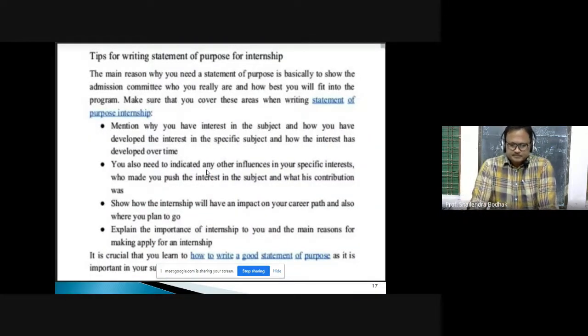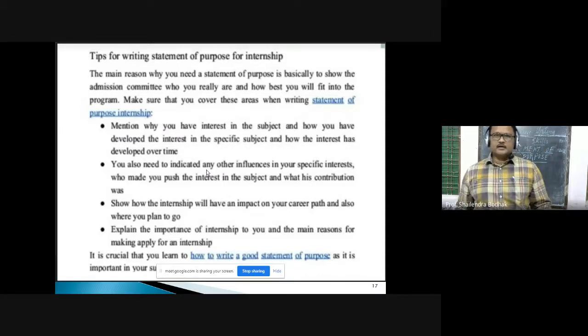The next, tips for writing statement of purpose for internship. The main reason why you need a statement of purpose is basically to show the admission committee who you really are. Means in your SOP, you should mention who you really are, how best you will fit into the program. Make sure that you cover these areas when writing statement of purpose for internship.